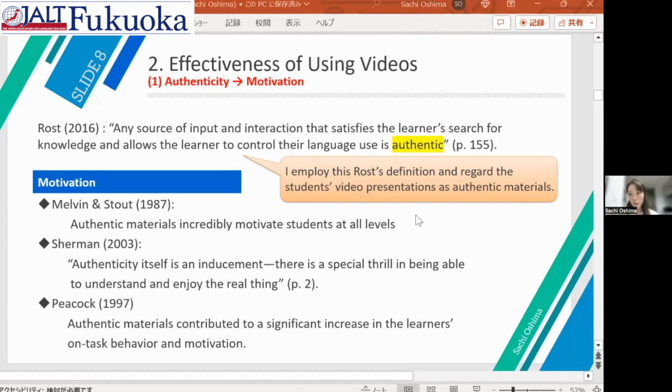In this presentation, I use this definition. Thank you very much for your comment on the chat. I will mention it later. Okay, so authenticity or authentic material can enhance motivation.